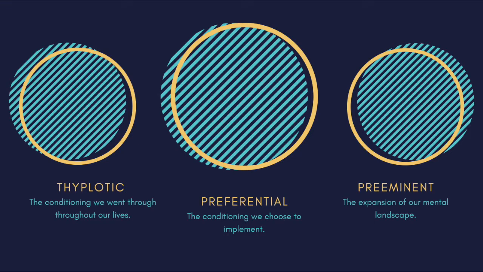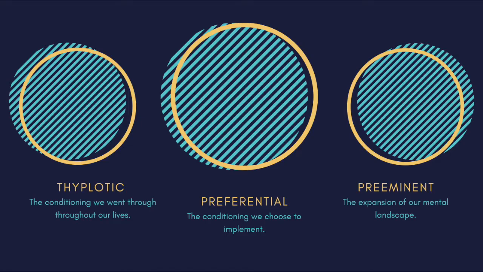First off, the conditioning we went through throughout our lives, which is something we previously talked about. This is the first level of thinking, which is what we already acquired and stored. The preferential is the conditioning we choose to implement. When you learn something, or when somebody says something to you, if you believe it, you choose to implement it. If you don't believe it, you choose to disregard it, and then you will not implement it in your conditioning system. And the preeminent, the expansion of our mental landscape through critical thinking, logic, rationality, and reason.